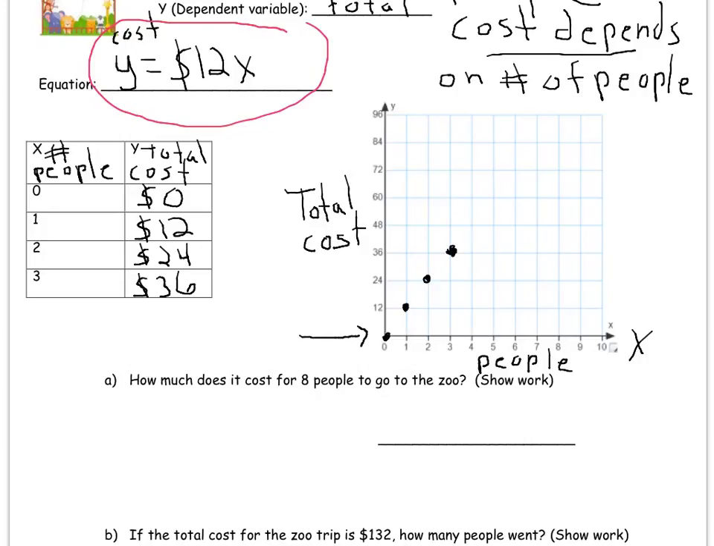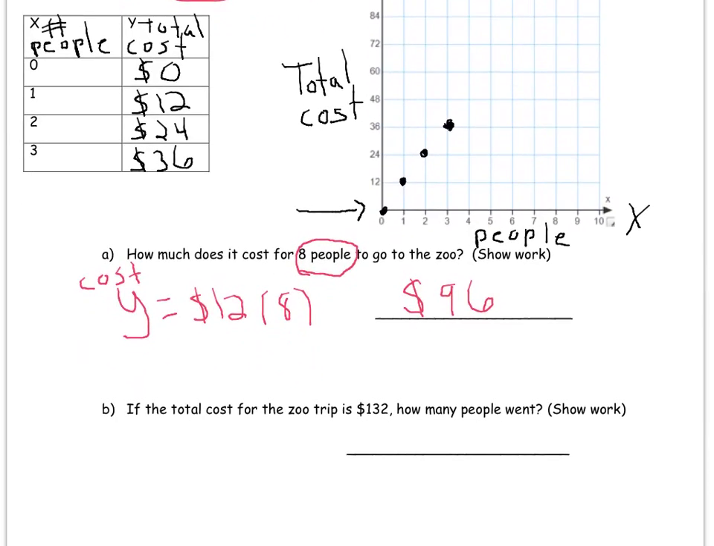So now, as we continue to work through these problems, we are going to use this equation up here to answer part A and B. So how much does it cost for 8 people to go to the zoo? Well, we know there's 8 people, so to find the total cost y, we take the $12, we're going to multiply it by 8, 12 times 8, total cost is $96.